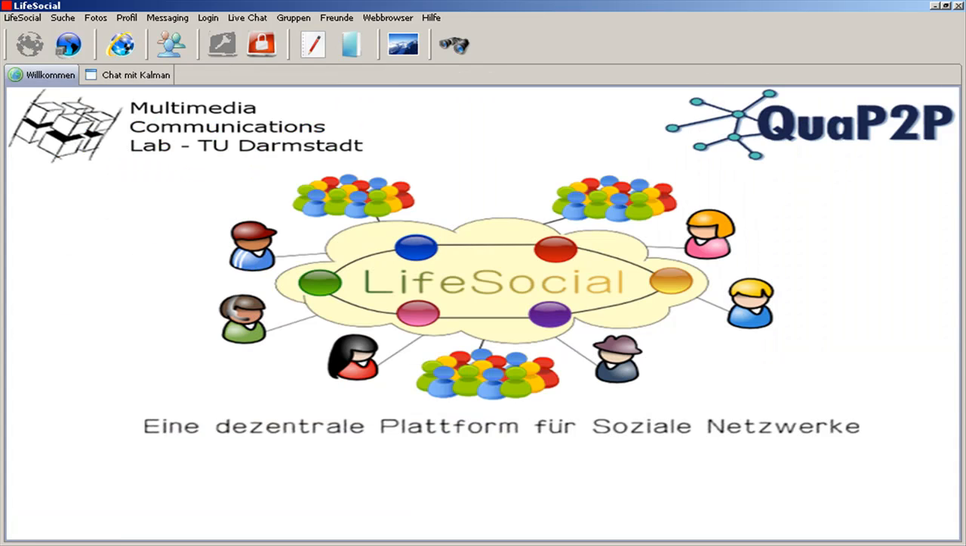Social network communities are very popular on the internet. The big players have more than 100 million users, which may sound nice at first, but on second thought, you may see that these users generate a lot of costs. Typically, their data is stored centrally on the servers of a provider.